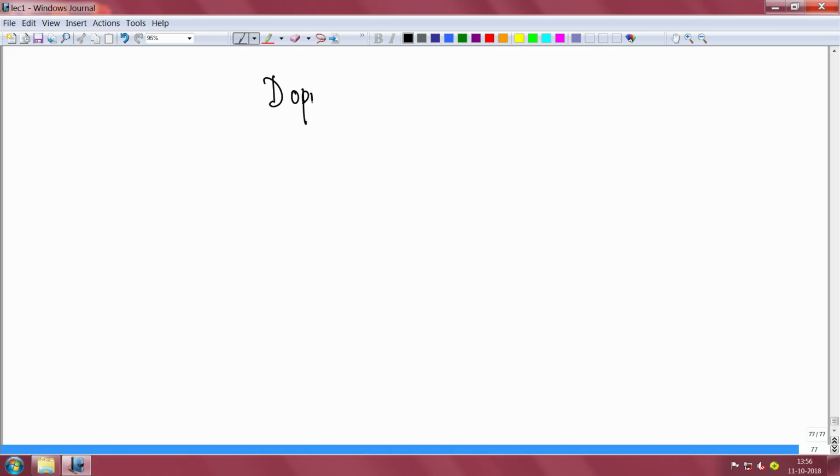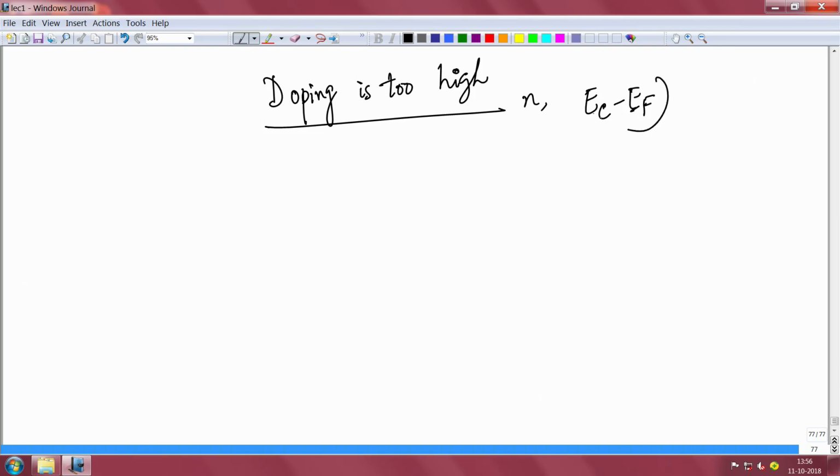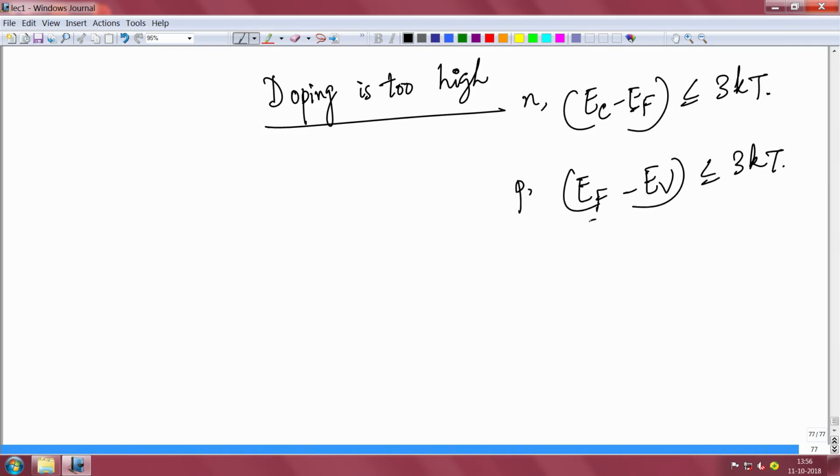I am talking about n type, and the same will apply for p type also. If doping is too high, for n type, what it means is that your EC minus EF gap has become less than 3 kT. That is called the high doping effect. And for p type, it means that your EF minus EV has become less than 3 kT. So in this case, your doping is very high, and you cannot apply the Maxwell-Boltzmann equation to calculate n and p.